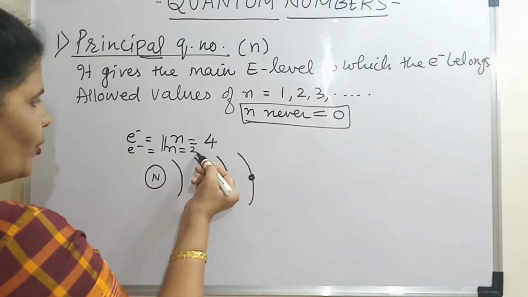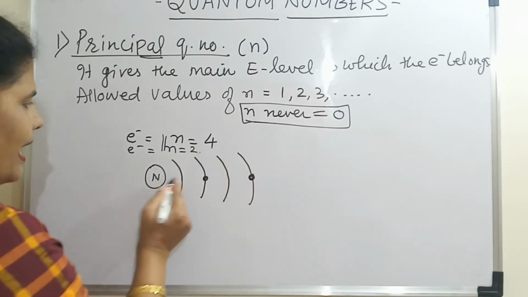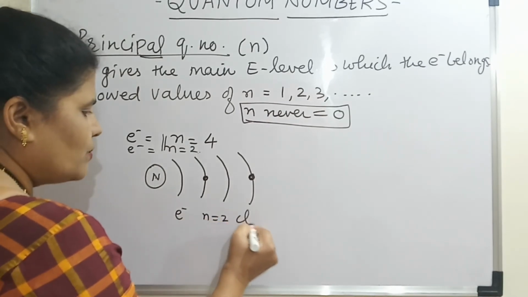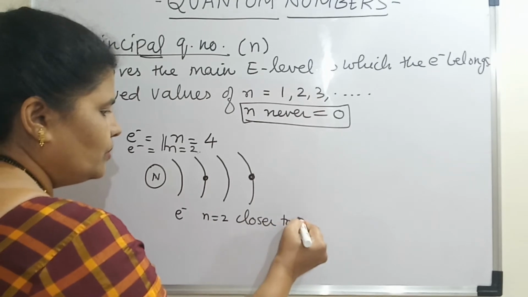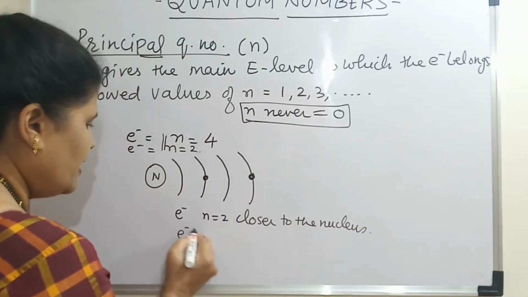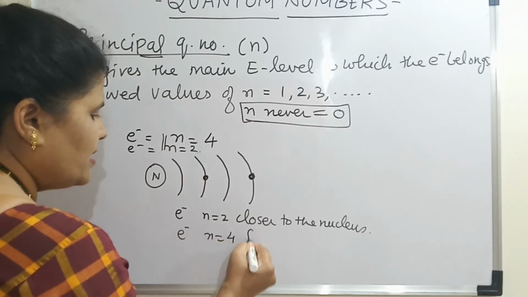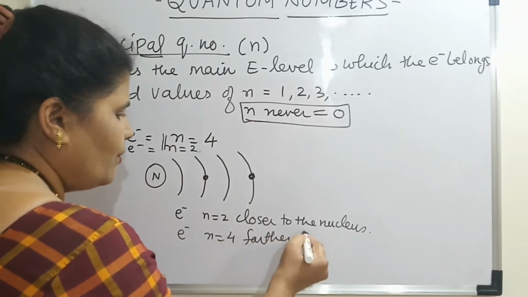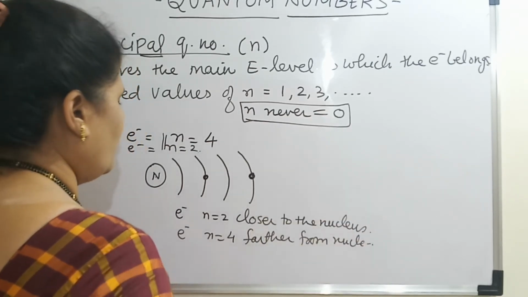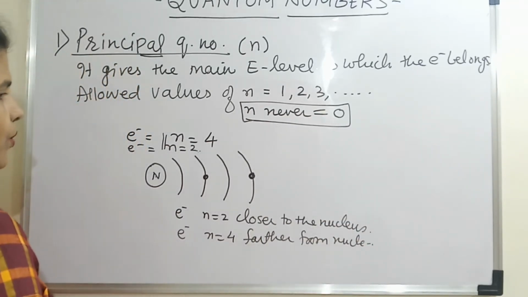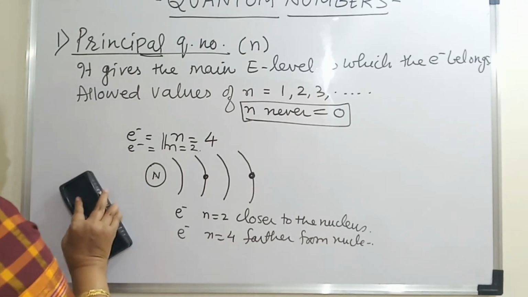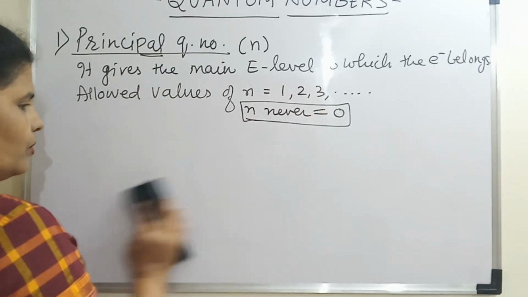If I compare both the principal quantum numbers here, I can say that the electron which is in n is equal to 2 is closer to the nucleus, right students? And the electron which is in n is equal to 4 is farther from the nucleus. So this is the meaning. I can tell about the position of the electron from the center of the nucleus. Now, what are the electron numbers I should fill in the main energy level? So let us see that.